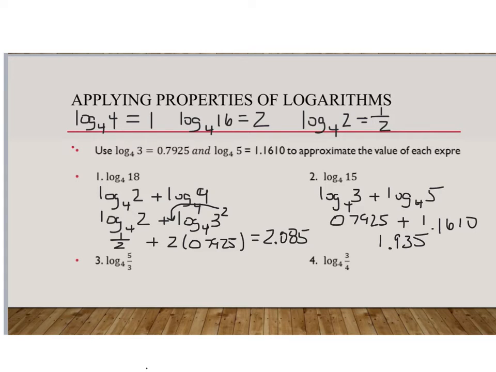Number 3, we're dividing two logs, so here we're just going to subtract them. So log base 4 of 5 minus the log base 4 of 3. So I'm going to take my 1.1610 and I'm going to subtract log base 4 of 3, which is 0.7925, which should be about 0.3685.